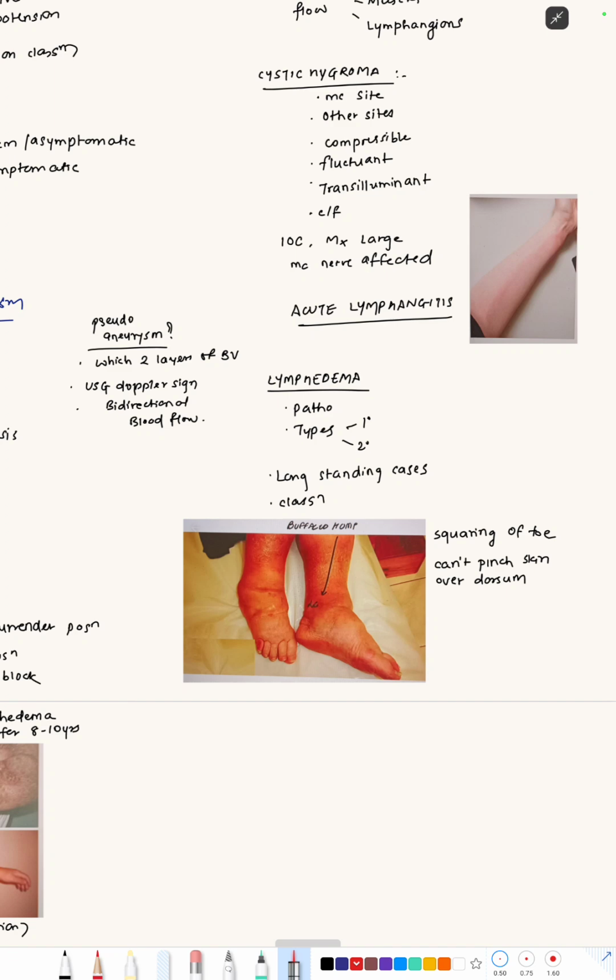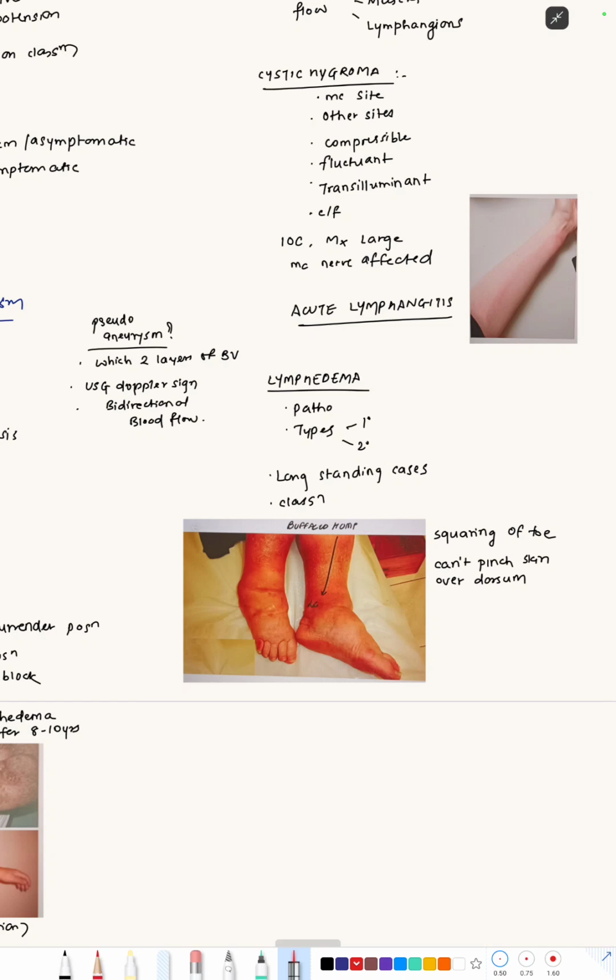In lymphedema, the pathology includes improper drainage of the interstitial fluid. Now there are different types, primary and secondary, out of which secondary is more common. Primary lymphedema is caused because of increased interstitial fluid production, and secondary is caused because of increased interstitial fluid production or damage to the drainage. The secondary lymphedema is more common as compared to the primary lymphedema.